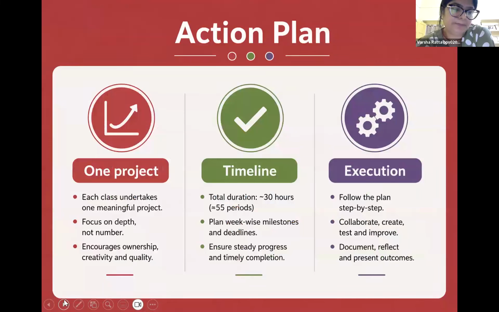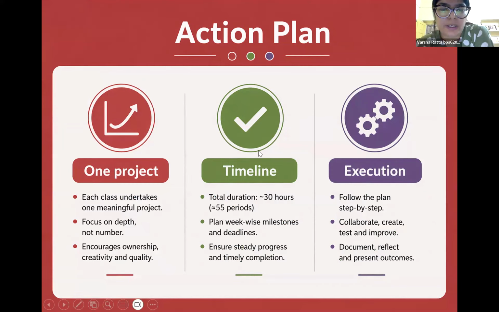And obviously, see how you can make an action plan for the project. It is very important to keep the timeline in mind, which I have been talking about. Plan week-wise milestones and deadlines.